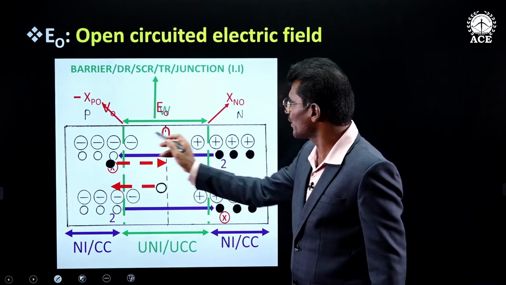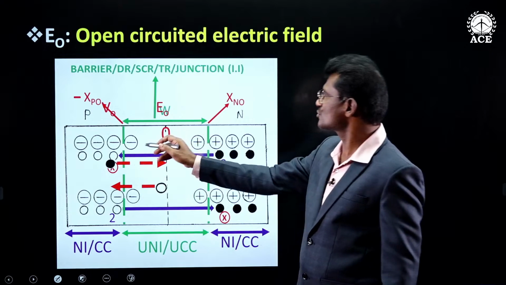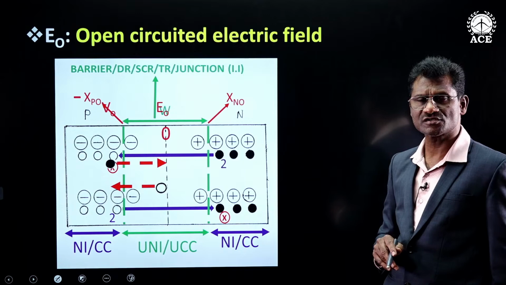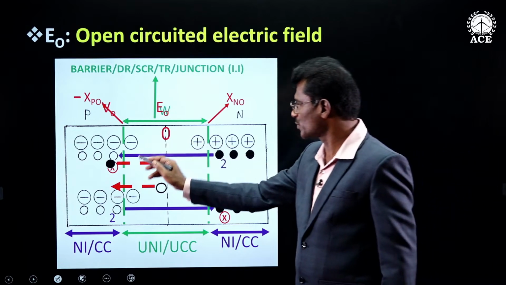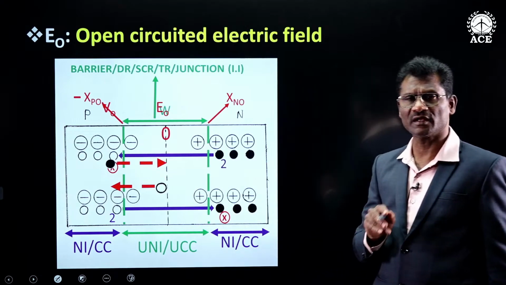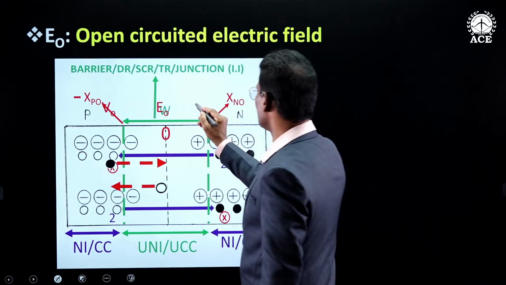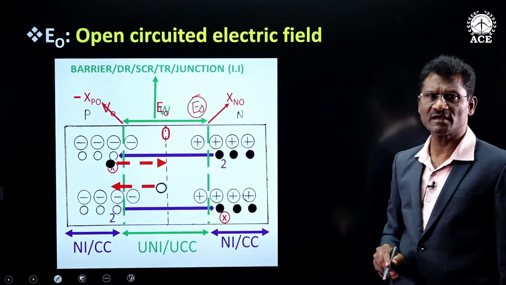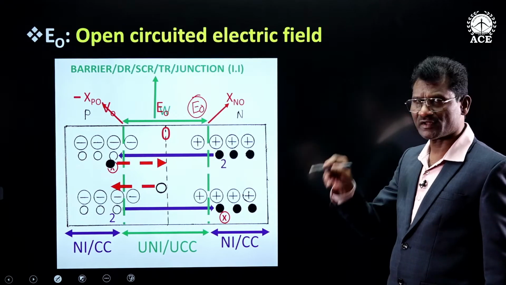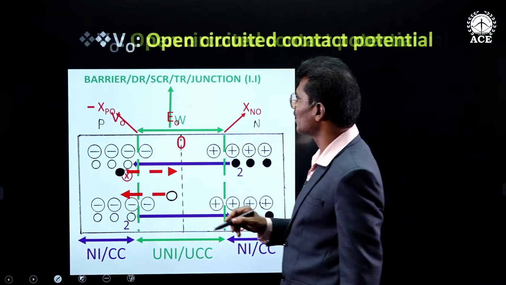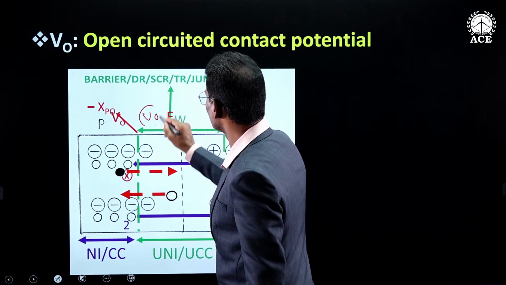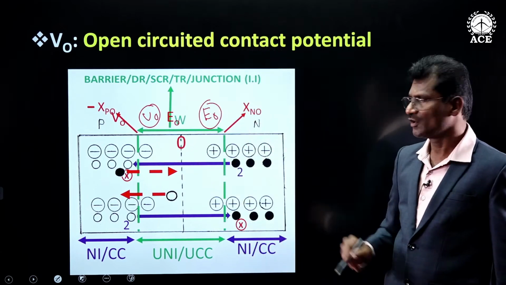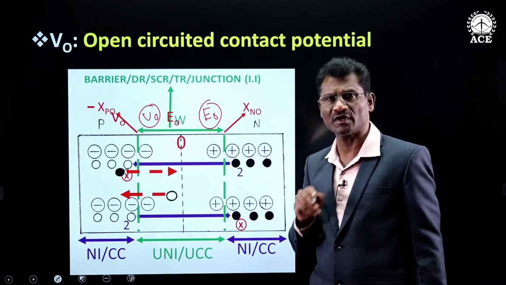Across these positive and negative ions, internally electric flux lines will get induced, and hence an electric field E0 gets generated. Whenever there is an electric field, automatically we get a potential V0. It is this V0 or E0 which is responsible for the drift current.